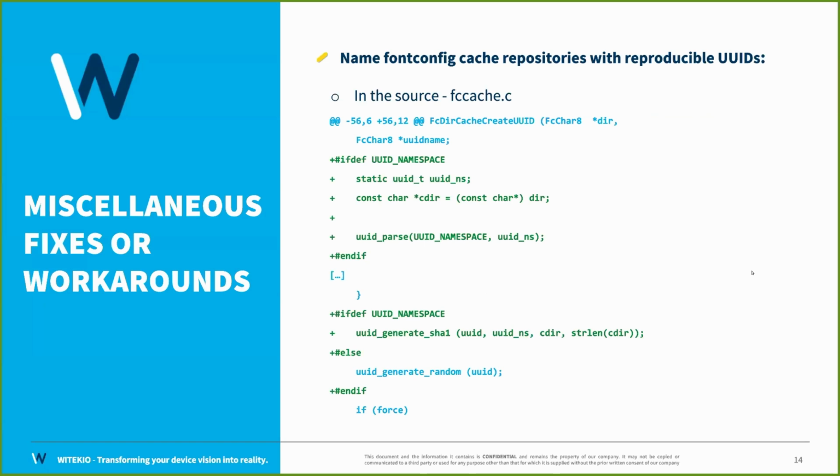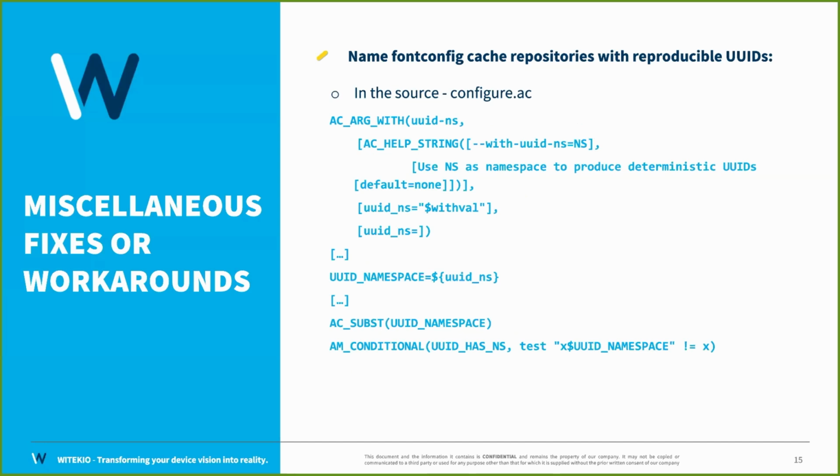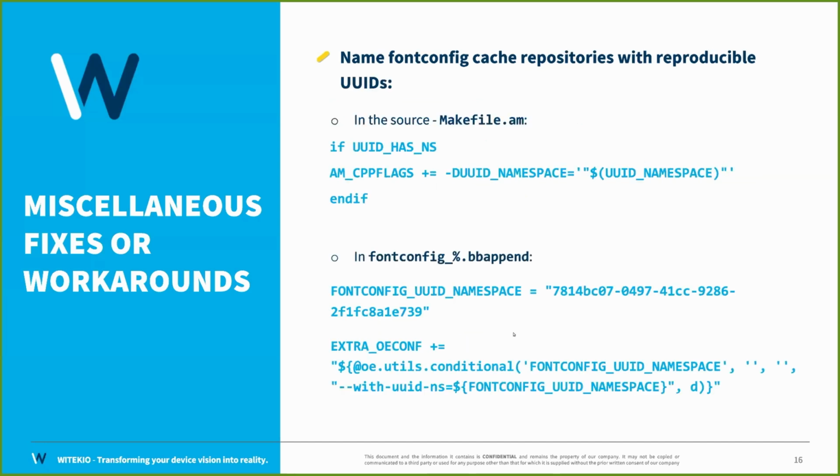And so here I quickly go over this, but this is an implementation of how you pass such a namespace optionally to the configure, then to the makefile, and from the recipe. And so you can set your fontconfig UUID namespace inside your recipe or bbappend and have it go all the way down to the source, so that UIDs generated for fontconfig cache directories are fully reproducible.